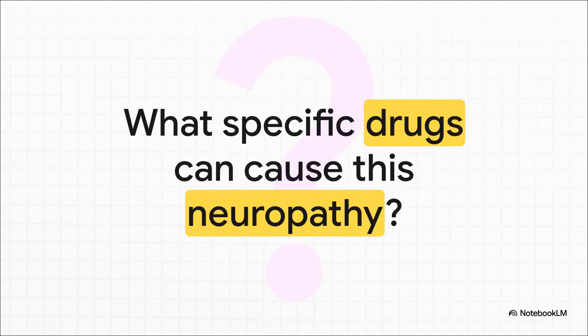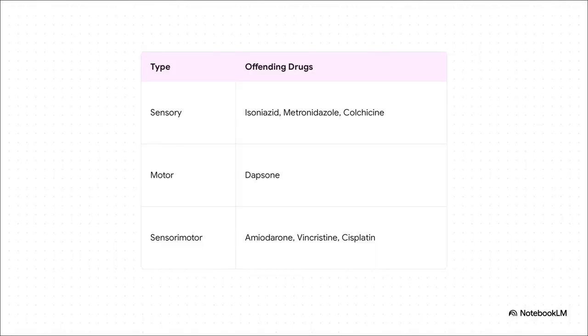It literally strikes dread into every candidate's heart. They'll ask, and what specific drugs can cause this neuropathy? But don't panic. If you categorize the offending drugs by the exact type of neuropathy they cause, you'll sound incredibly composed. For a purely sensory neuropathy, cite isoniazid, metronidazole, or colchicine. If it's motor, dapsone is your go-to answer. And for sensory motor, think about heavy hitters like amiodarone or chemotherapy agents like vincristine and cisplatin. Grouping them like this shows true mastery of the topic.